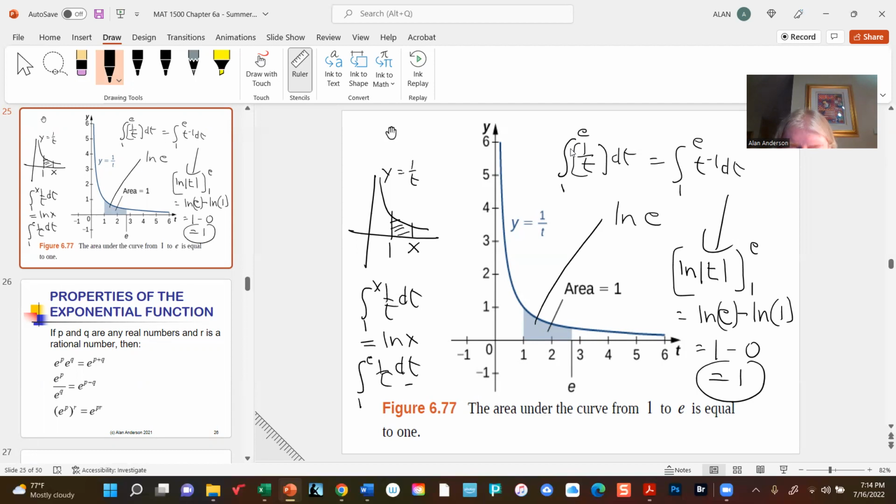So if this is log of e, well, log of e is just 1 because the base is e. So in other words, what they're saying is that this is one way of defining e as that area under that curve between 1 and e. In other words, e is the upper limit of integration such that that area equals 1.